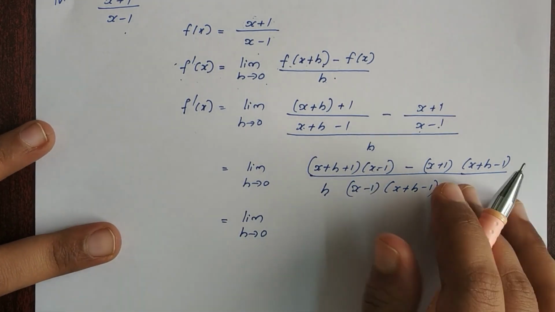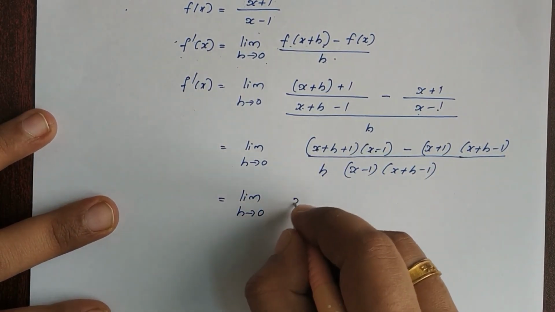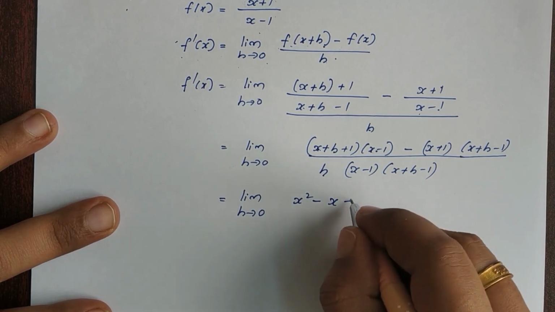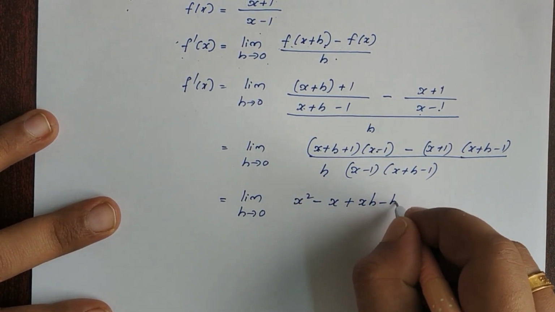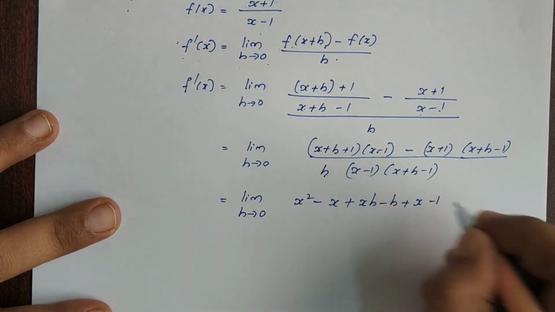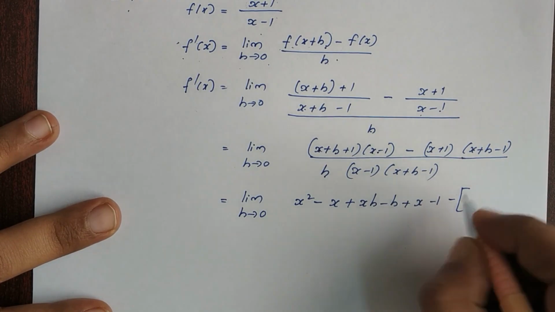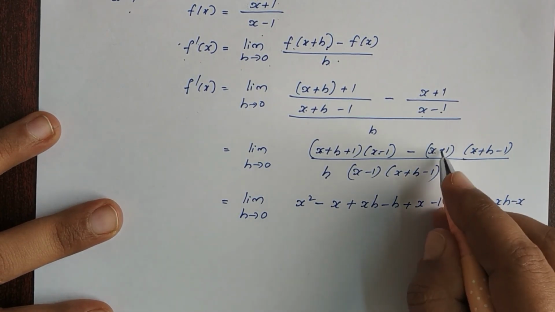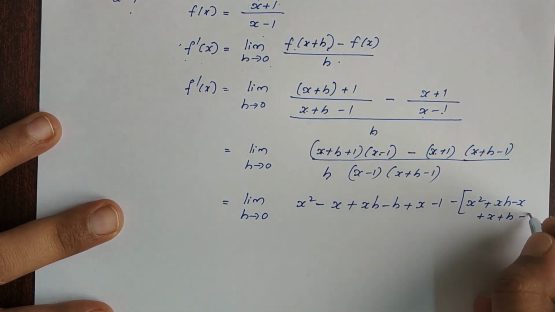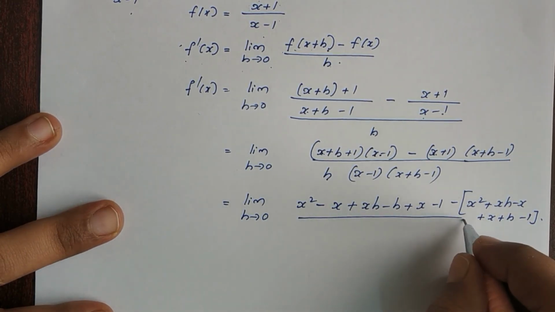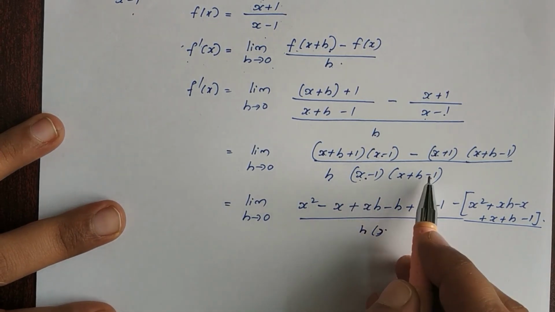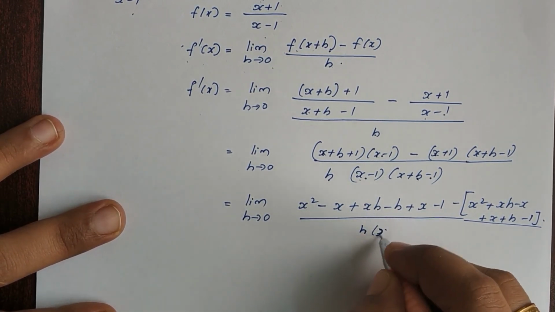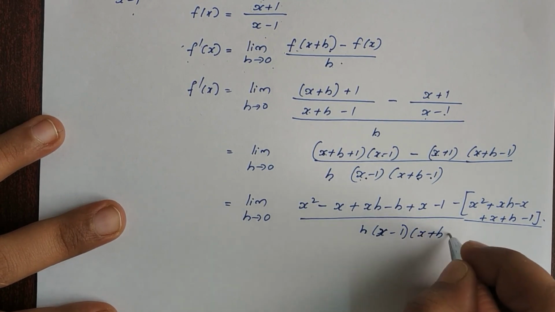In this step, we multiply. That is x into x, x square. Then x into minus 1, minus x. h into x, plus xh. Then minus h. Then 1 into x, plus x. Then 1 into minus 1, minus 1. Then minus of, we multiply here. So x square, then plus xh, then minus x, then plus x plus h minus 1. Okay, the whole divided by h. Then the denominator: x minus 1 into x plus h minus 1.